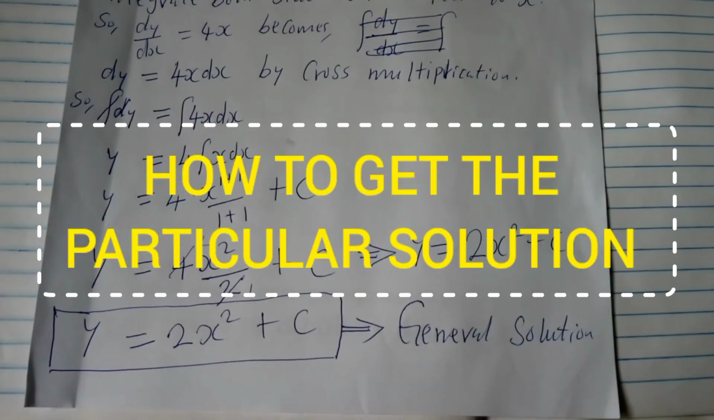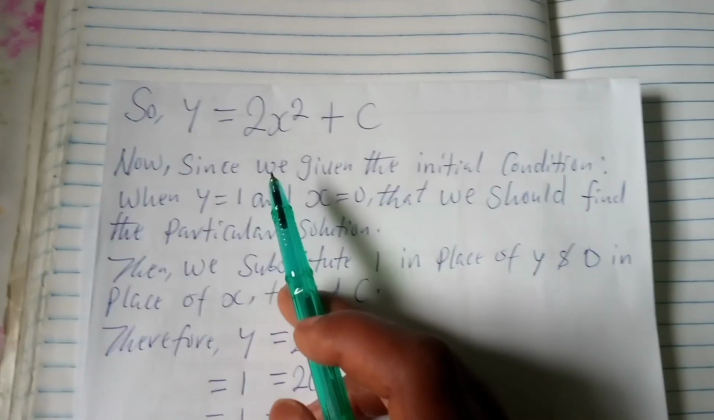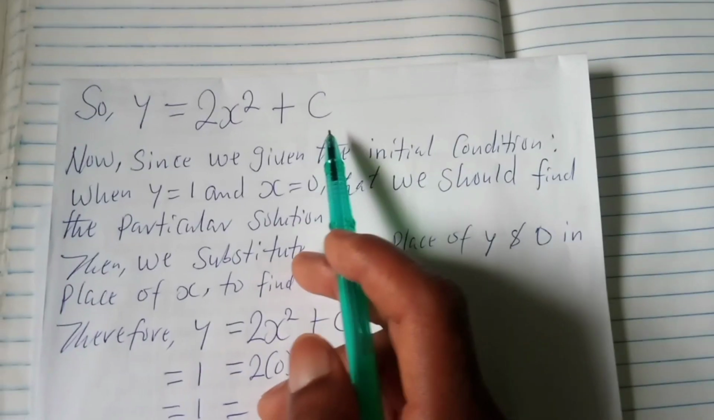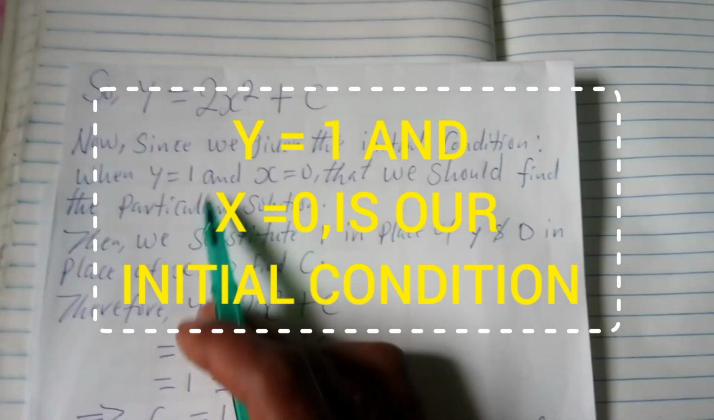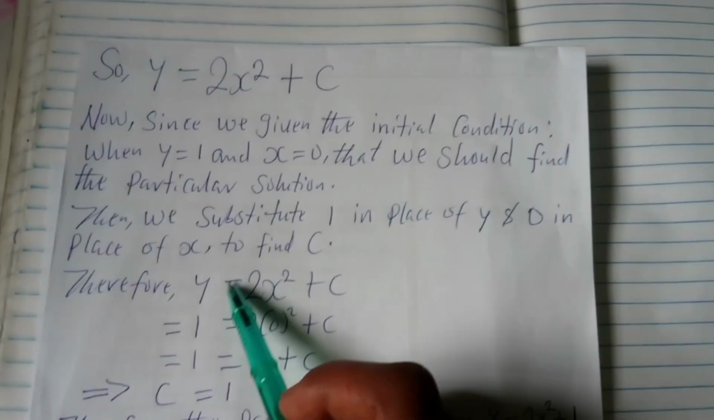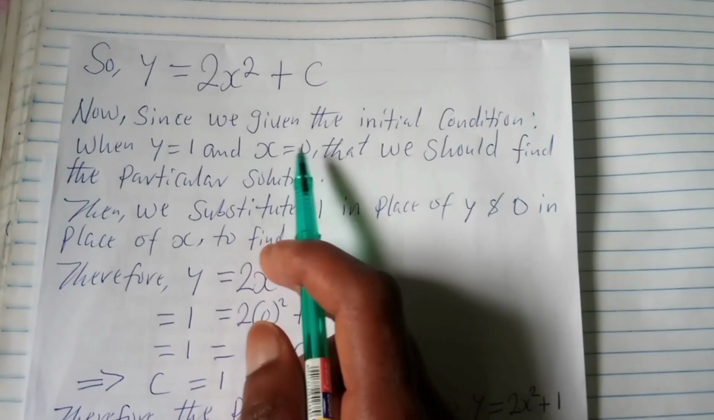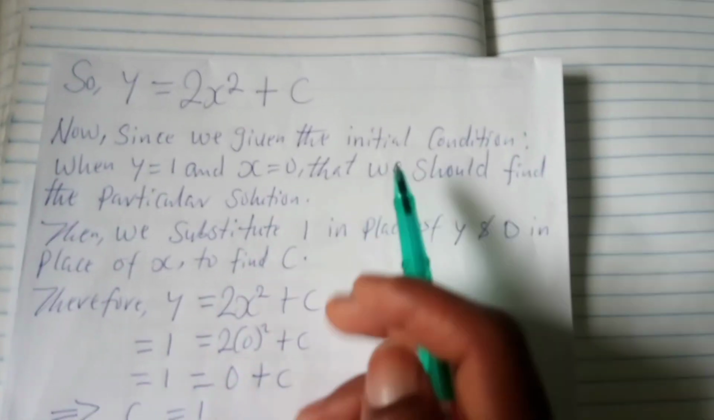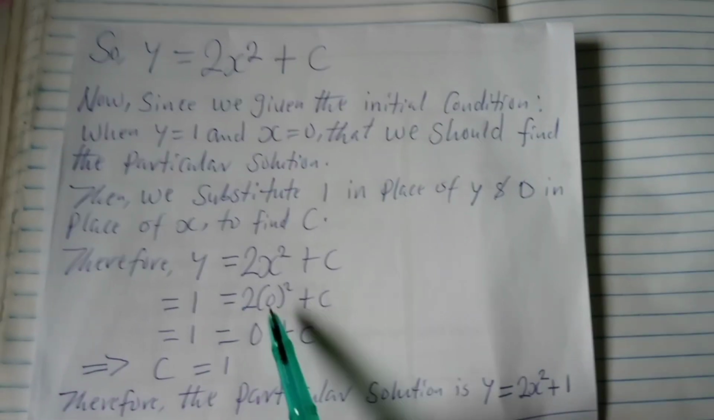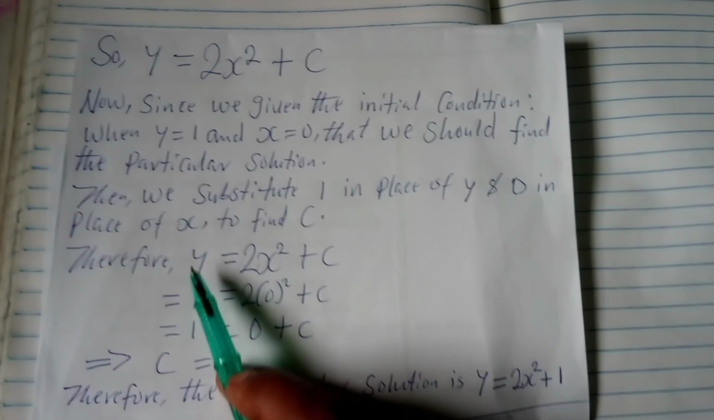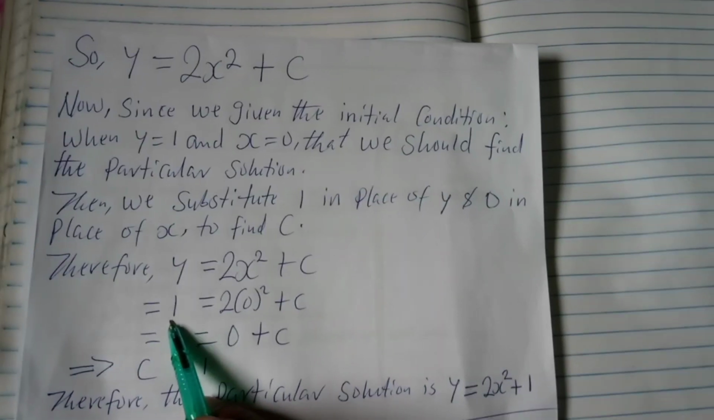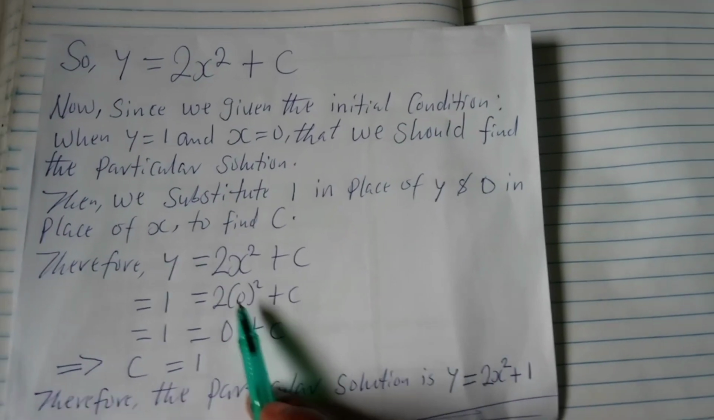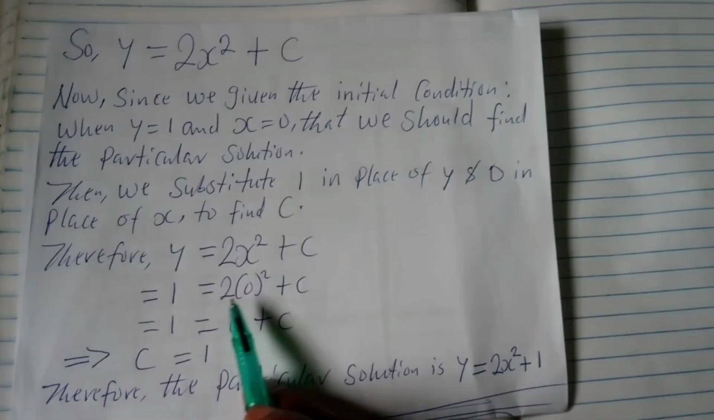Now let's look at the particular solution. From our general solution, we know that y equals 2x squared plus c. For us to get the particular solution in this case, they give us a condition, the initial condition. The condition that they give us, which is y equals 1 and x equals 0, is called an initial what? Condition. So in this case, anywhere we see y, we substitute 1. Anywhere we see x, we substitute 0. So in place of y in our general solution, y equals 2x squared plus c, we put 1. Then where we see x, we put 0. So 0 squared is the same thing as 0.